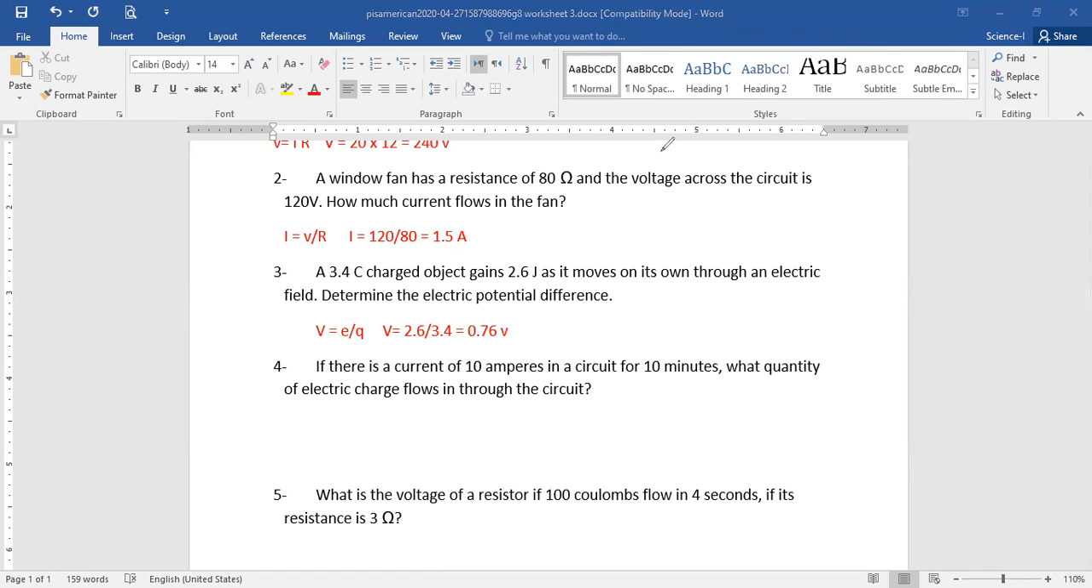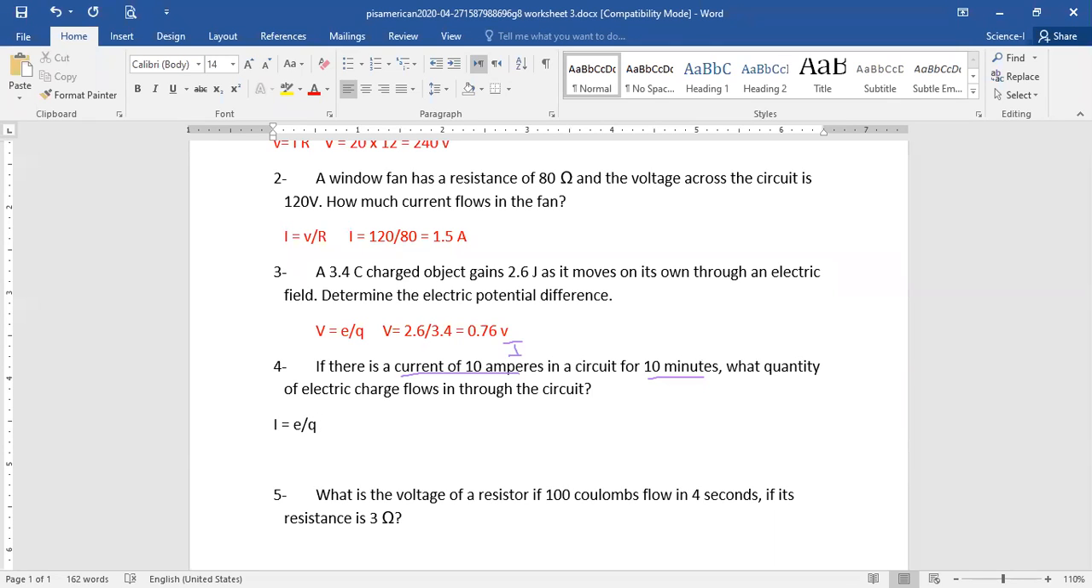In this problem, he gave you the amount of the current. That means I equals 10 ampere. And he tells you that the time is 10 minutes. So he asks you how many coulombs, how much of the electric charge flows in the circuit. So in this one, which rule are we going to use? We said that I equals E over Q.